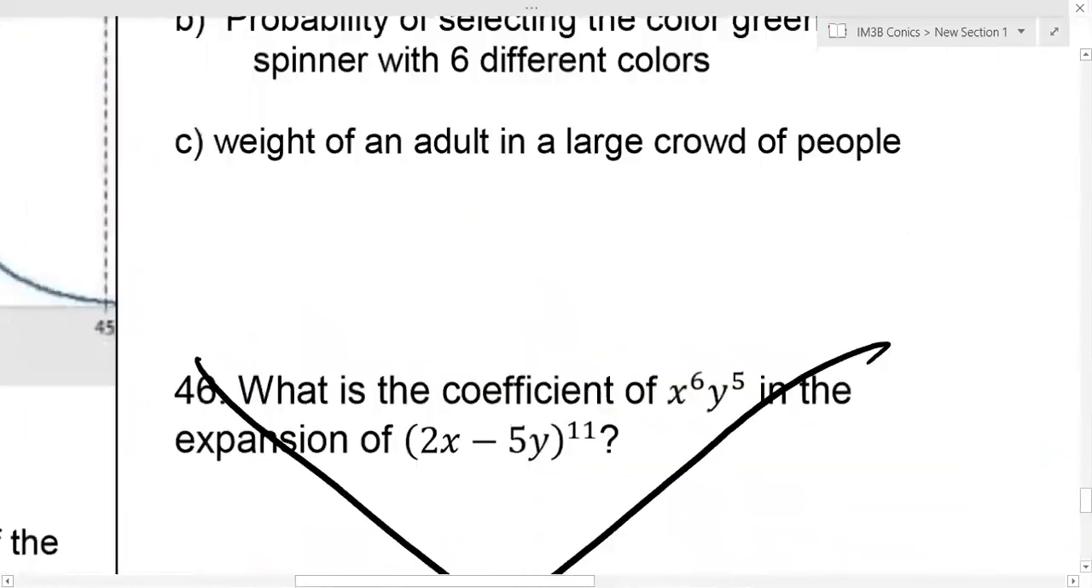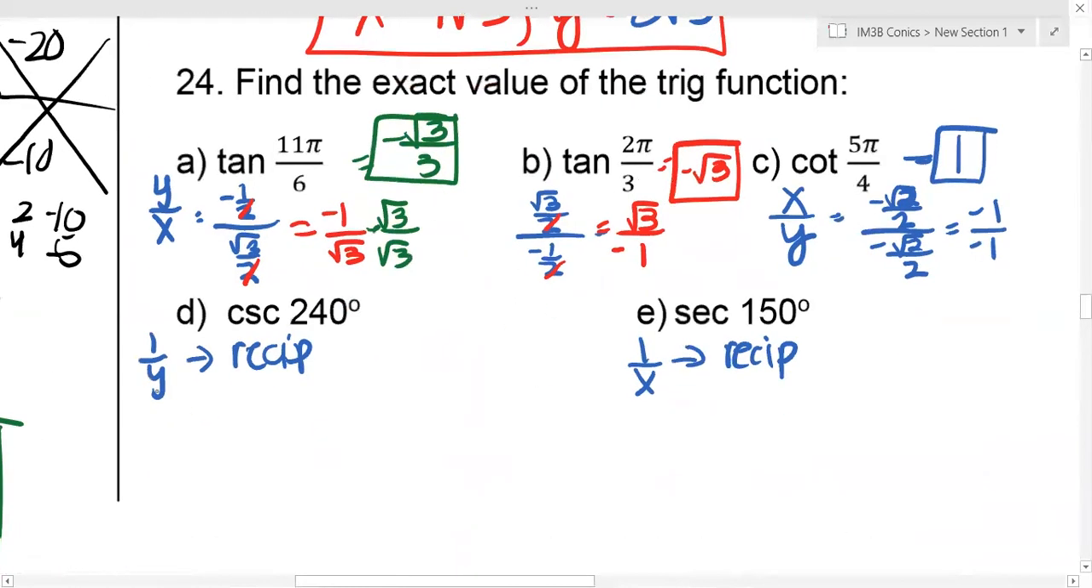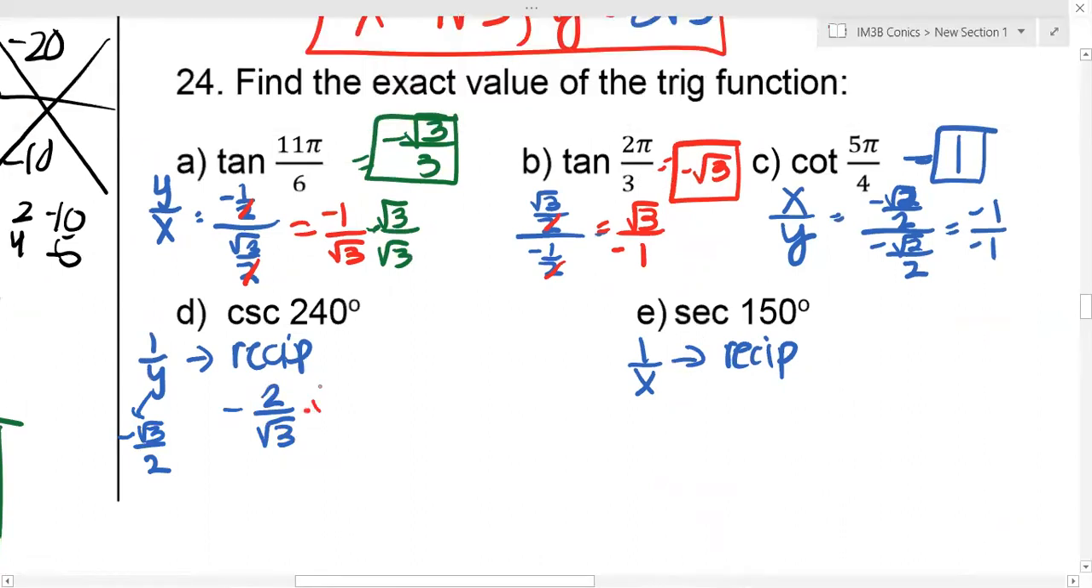And I already forgot the other number, so I guess we're only going to do that one. So negative rad 3 over 2 is the y, which means that the reciprocal of y is negative 2 over rad 3. So for this one, we have to rationalize. We multiply by rad 3 over rad 3. We get negative 2 rad 3 over 3. So that's our answer there.